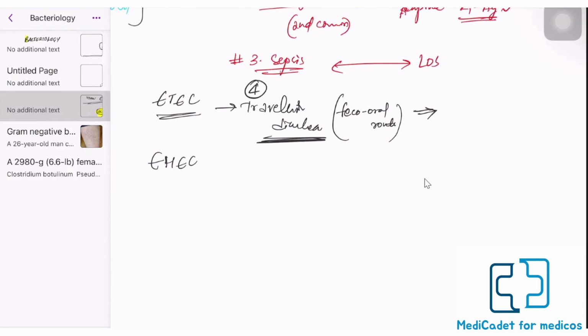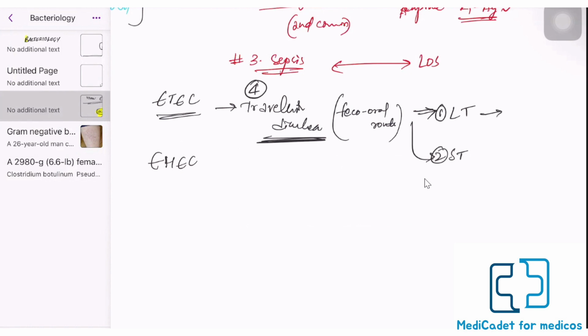What is the risk factor? What is the mechanism? So here it will have a certain toxin. It will have two toxins. One is the heat-labile toxin. This is the first toxin. And the second toxin which it has is a heat-stable toxin.